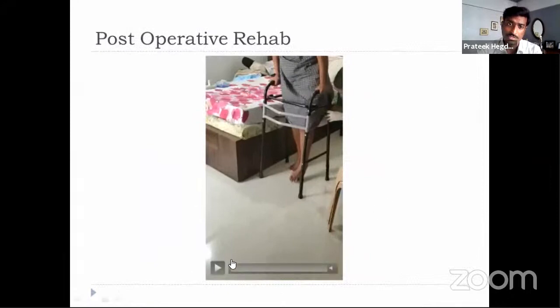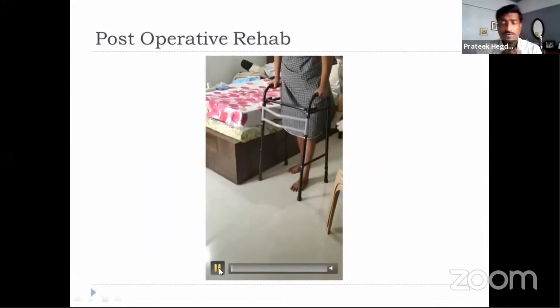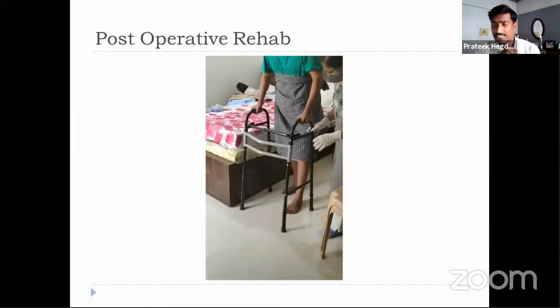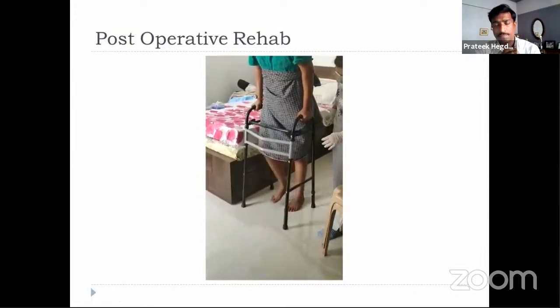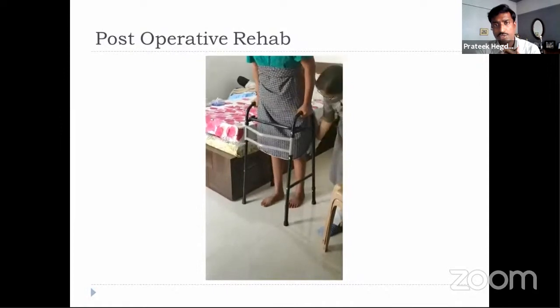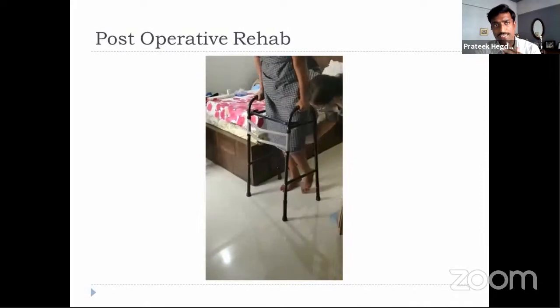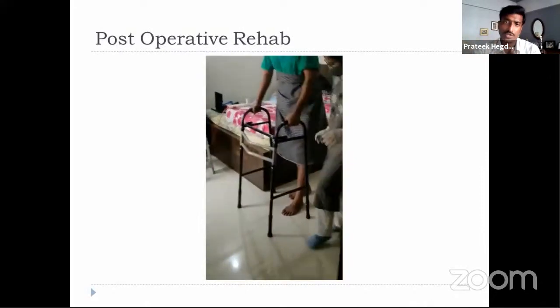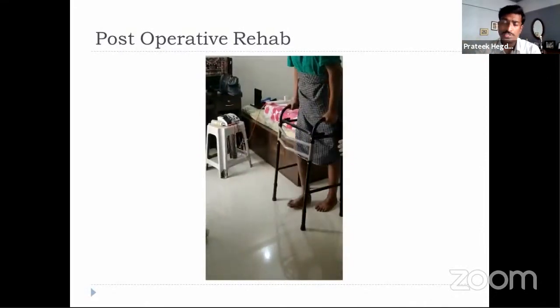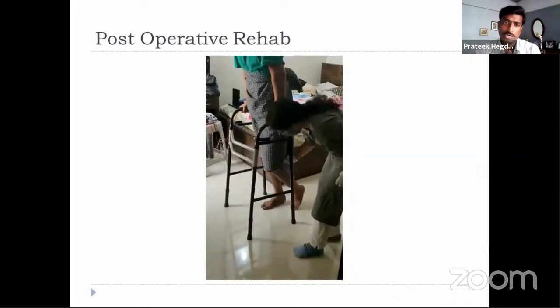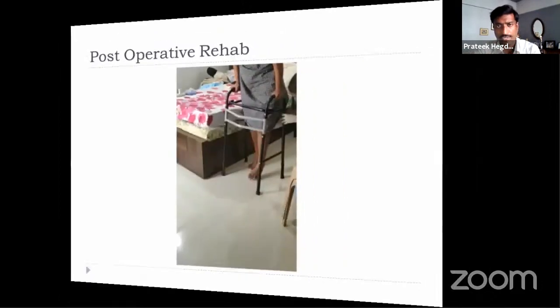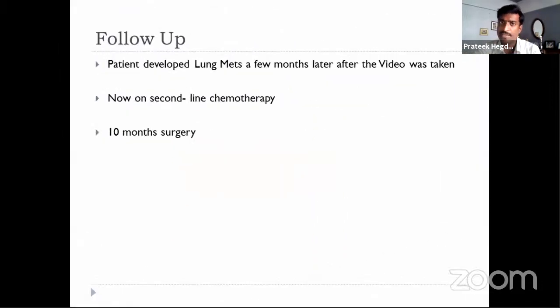And this was how the patient was a few weeks, 2 months after the surgery. He was walking, and there was weakness on both sides, but he was still able to walk, and he was able to sit, go to college, do his work. So he was doing okay, but unfortunately he developed a lung mets few months later after this video was taken.